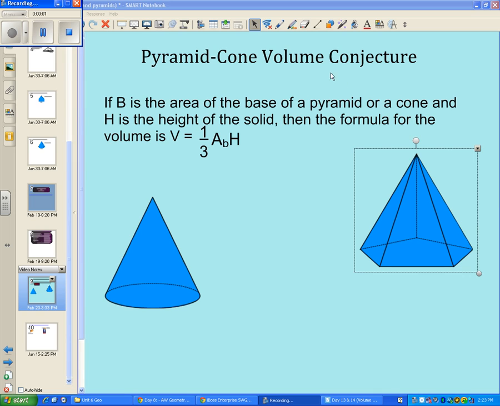Hello and welcome to Volumes of Pyramids and Cones. In this section we are going to talk about the volumes of them and how we calculate them.